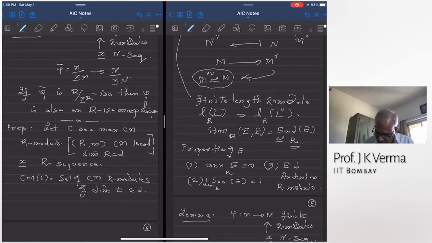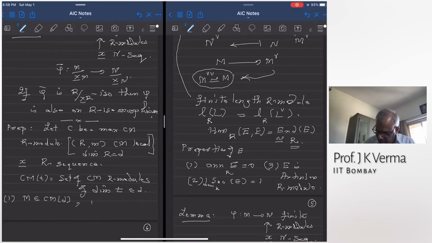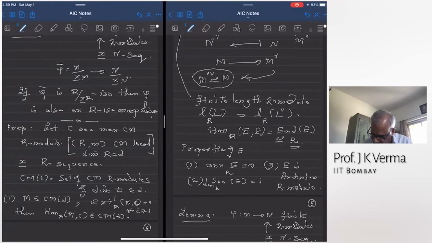Now, the first statement says that if M is in CM_d, that means it is a maximal Cohen-Macaulay module, and all the Ext^i(M, C) are 0 for all i bigger than or equal to 1, then when I take Hom_R(M, C), it is again a Cohen-Macaulay module of dimension d. So maximal Cohen-Macaulay modules are mapped to maximal Cohen-Macaulay modules if I take Hom into C, which is itself a maximal Cohen-Macaulay module. That's what it says, but with this condition that all the higher Ext are 0. So that is an assumption.